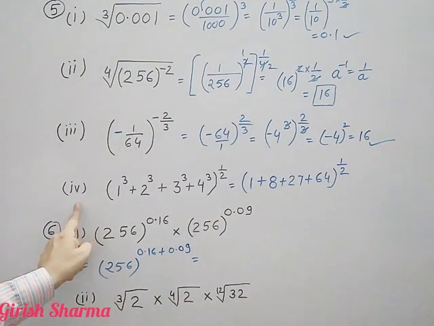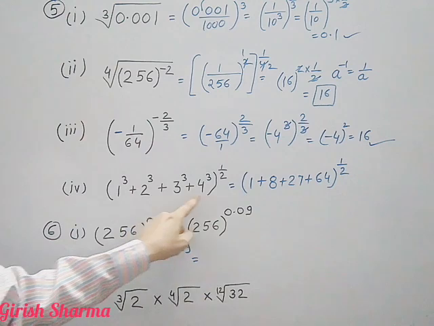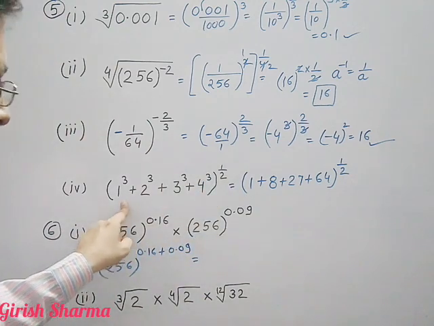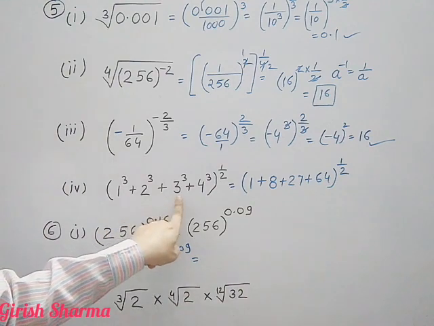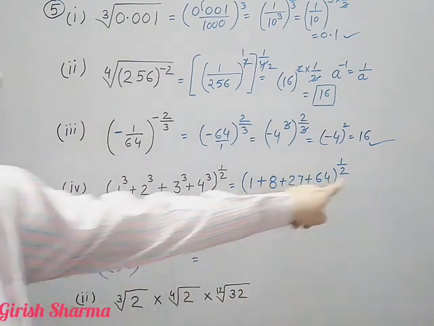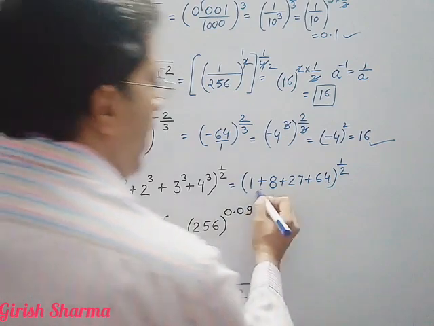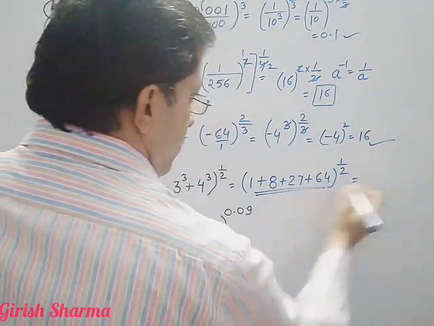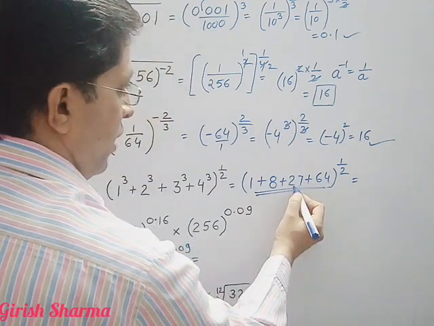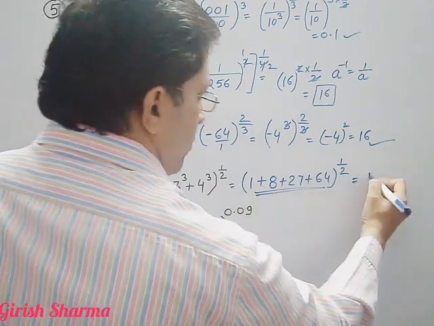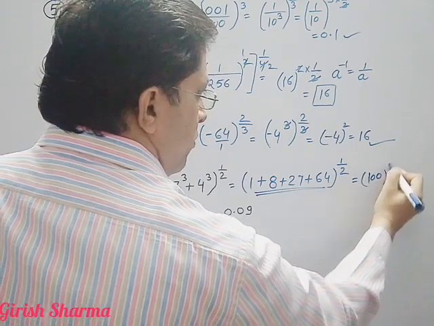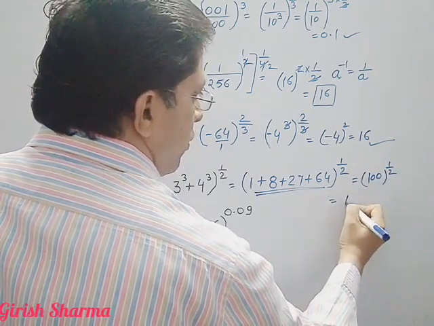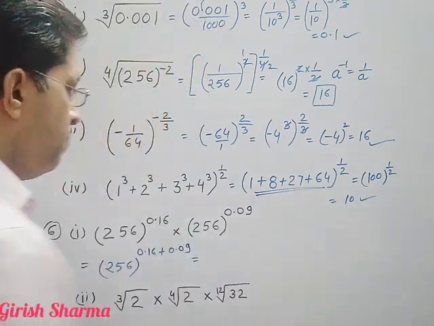Come on, fourth part, 1 cube plus 2 cube plus 3 cube plus 4 cube whole power 1 upon 2. 1 cube we know 1, 2 cube is 8, 3 cube is 27, 4 cube is 64, power 1 upon 2. If we add these all, 64 plus 27 is 91, 99, 100. 100 power 1 upon 2. This is the square root of 100, which is 10. 10 is the answer.